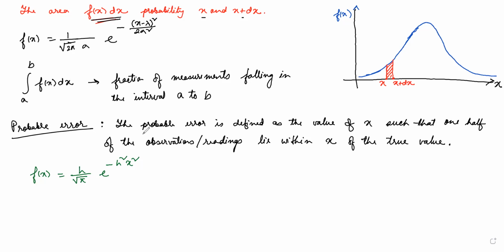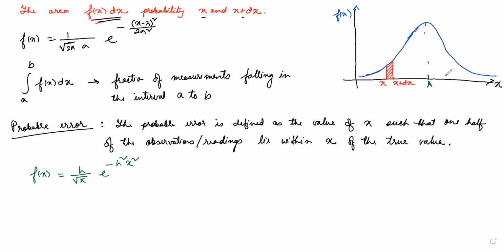Okay, so probable error. The probable error is defined as the value of x such that one half of the observations lie within x of the true value. So here in this curve, this point is actually the true value given by lambda. The probable error is defined as the value of x such that one half of the observations lie within x of the true value.